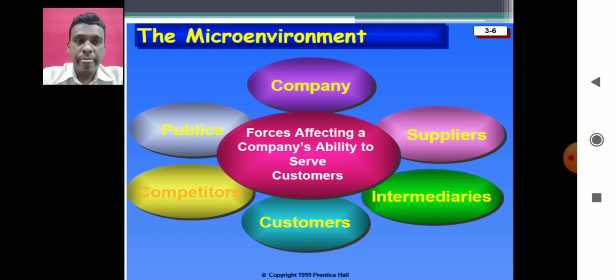The second one is suppliers. Now, who are our suppliers? Suppliers are organizations or business units, or it may be individuals also, who provide the organization with raw materials. They may also provide us with spare parts, components, supplies, or services required to produce products that we sell to our customers. Suppliers form an important link in the customer value chain.